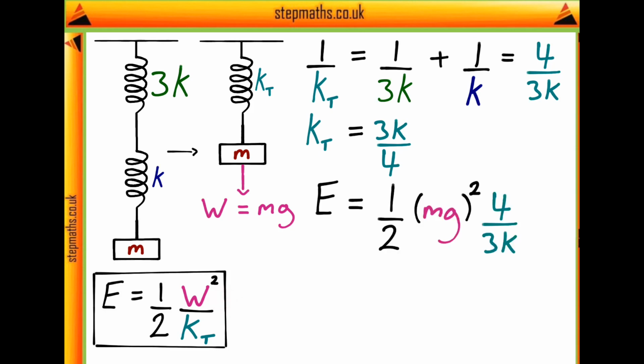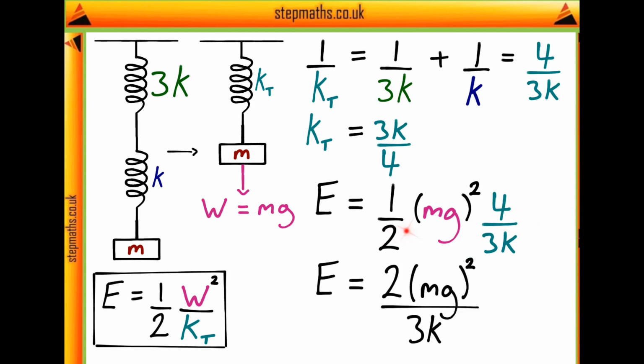Doing that, we get that our elastic potential energy is equal to a half of our weight, mg, all squared, which is multiplied by 1 over our final spring constant, 4 over 3K. Which of course we can simplify by cancelling a 2 out of the 4 to get that our elastic potential energy is equal to 2 (mg) squared divided by 3K, which is going to correspond to answer D given in the question.